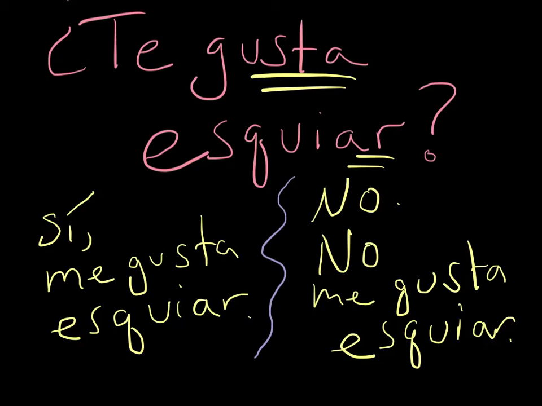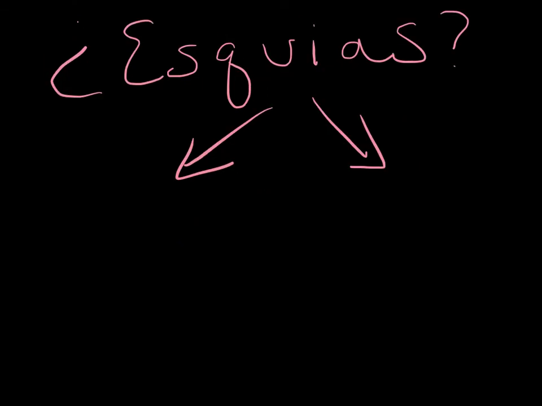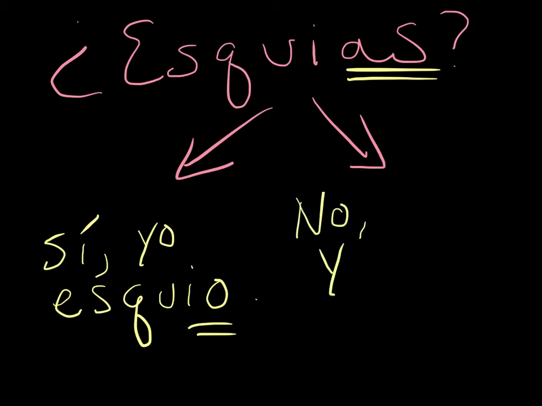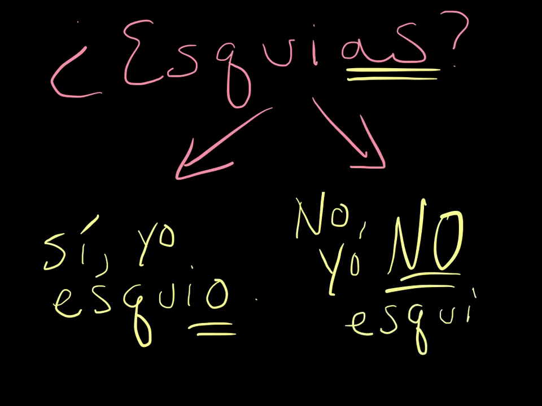All right, now, what if I just say ¿esquías? You know from the AS ending I'm talking to you. It's in the tú form. So you would either say sí, yo esquío, for yes, I ski. Or no, yo no esquío, for no, I don't ski. So esquías goes to esquío. Do you ski? Yes, I ski. Or no, I don't ski.